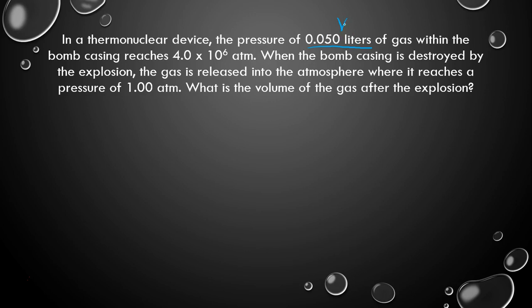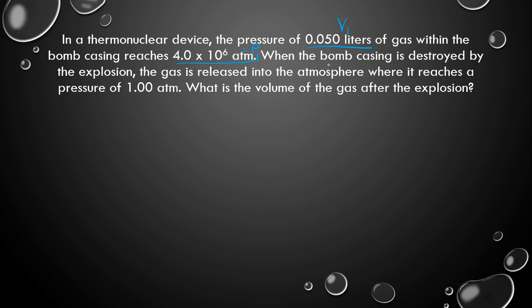So what I mean by annotate is do like what I just did. Since it's the first one that I've got, I'm just going to call it V1. It doesn't matter what you put on ones and what you put with twos, as long as you group all of the things that should go together. So you have this many liters of a gas within the bomb casing reaches this many atmospheres. It doesn't tell me what this is, but I recognize atmospheres as a pressure. So this is going to be P1. It goes with this: this many liters reaches this much pressure.